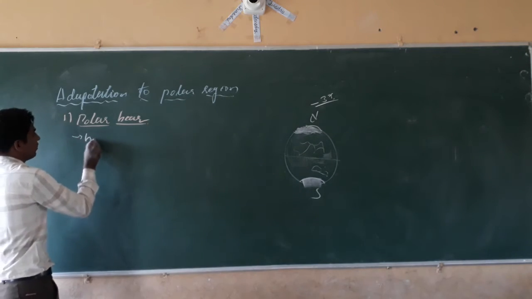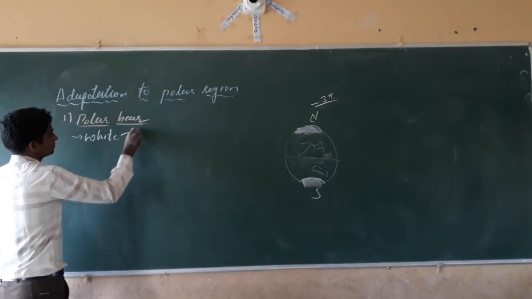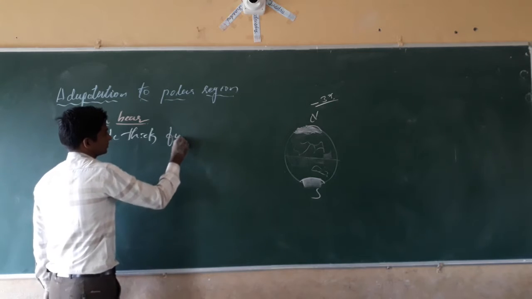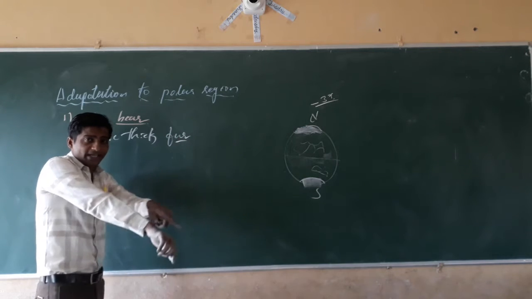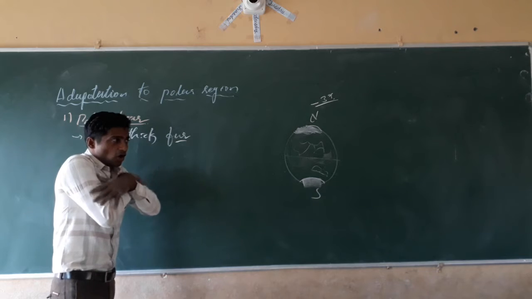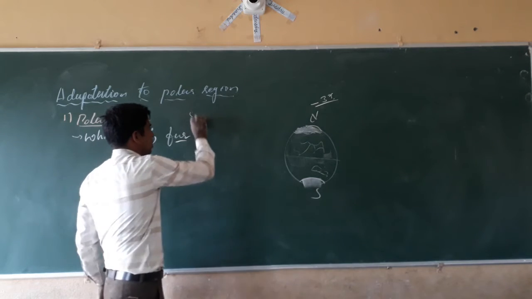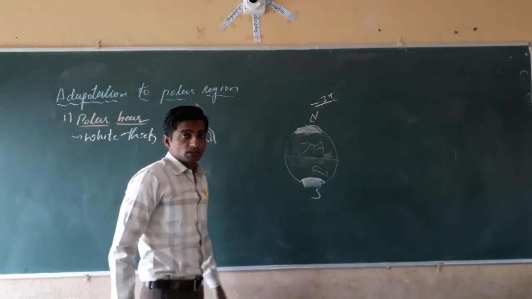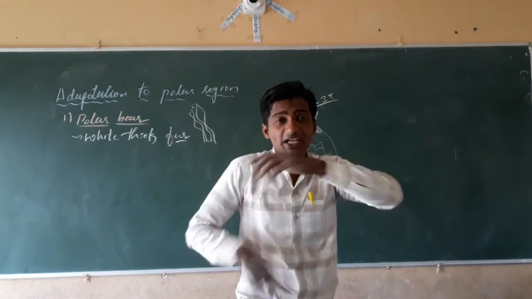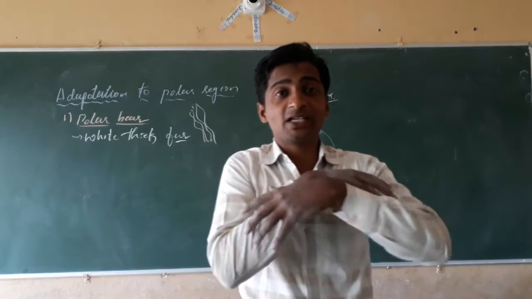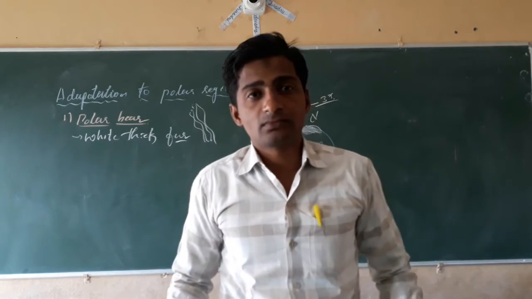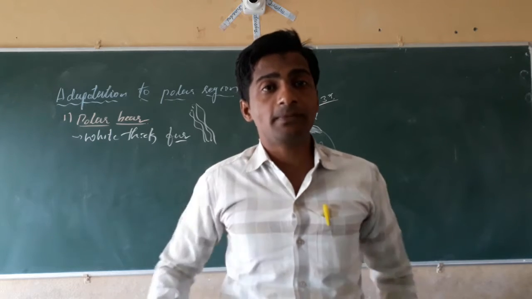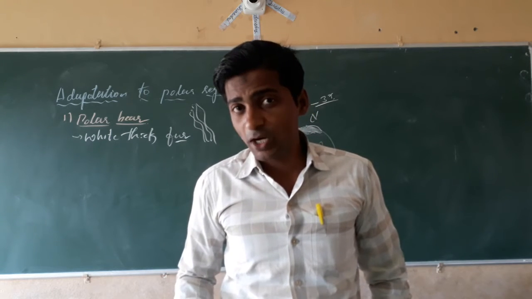First point, white thick fur. Fur means long hairs on their body. In our area, the bears have black fur, but the polar bear has white fur on its body. Why is it white in color?